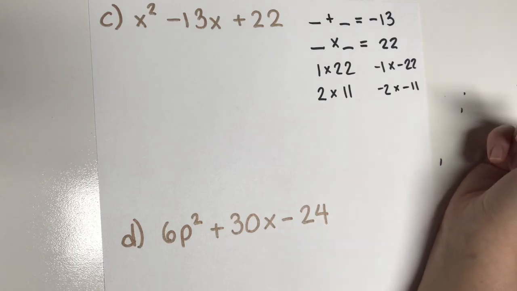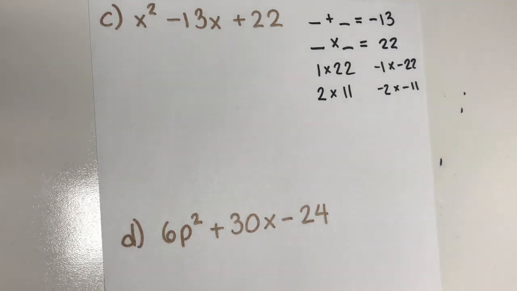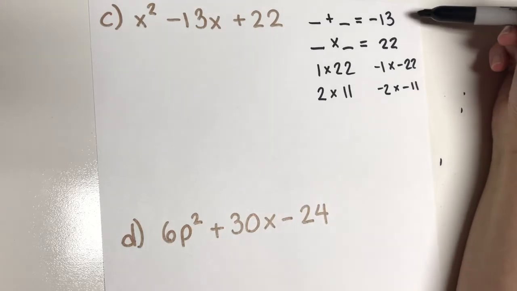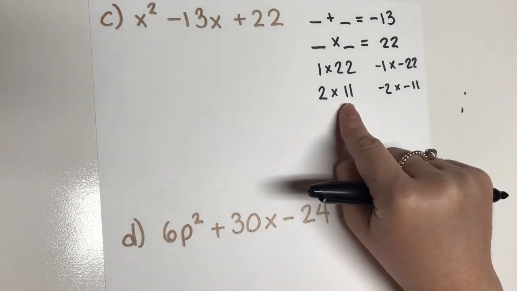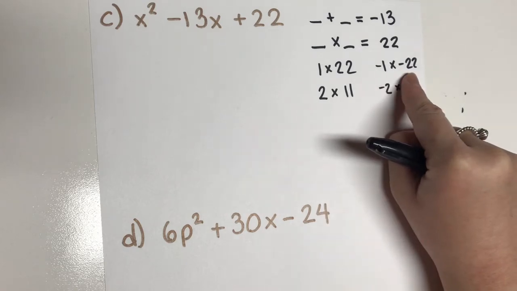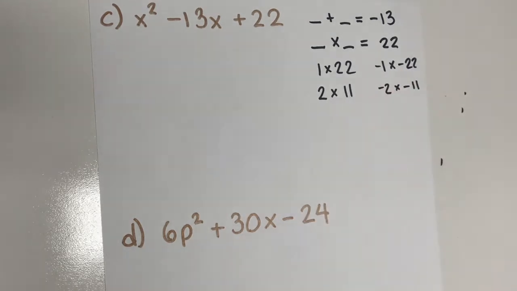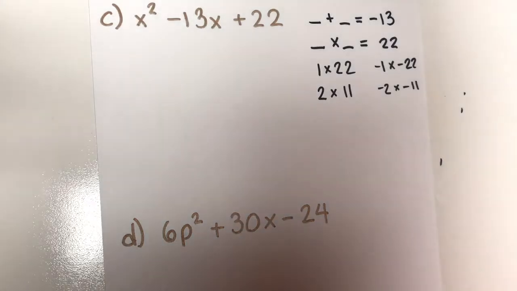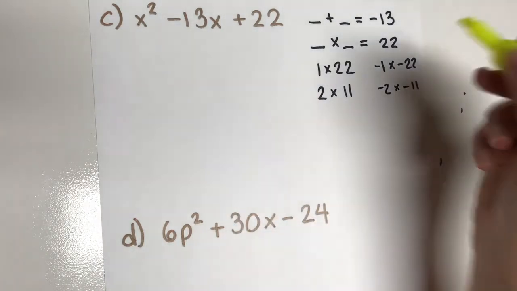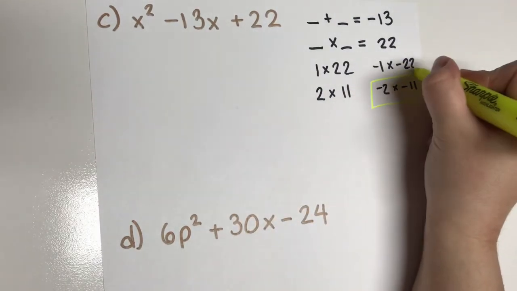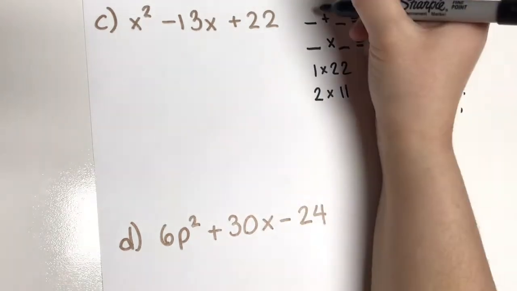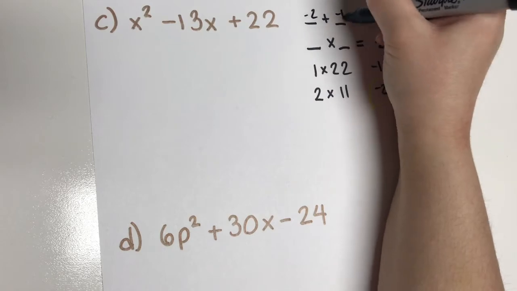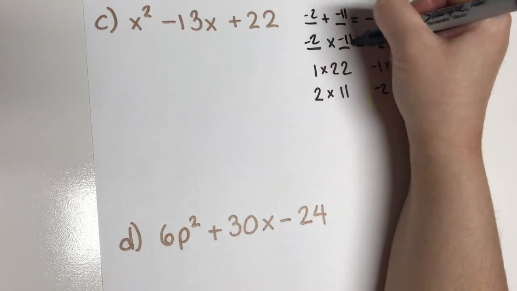And then I'm going to look, okay, which of these can I add to get -13? So this gives me 23, this gives me 13, this gives me -23, and this gives me -13. So those are my two numbers. That's what I'm going to use. So it is -2 and -11.